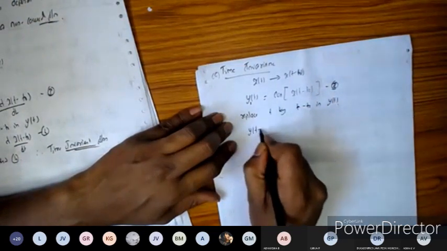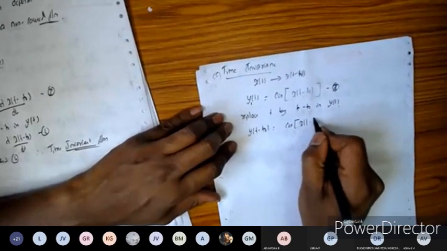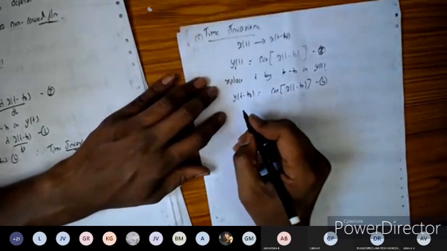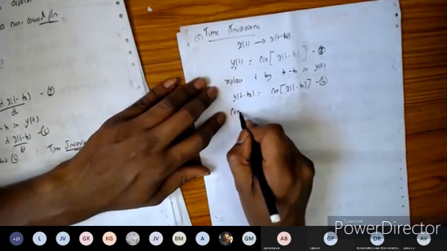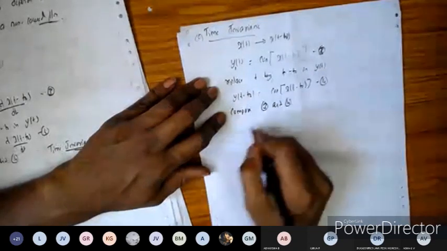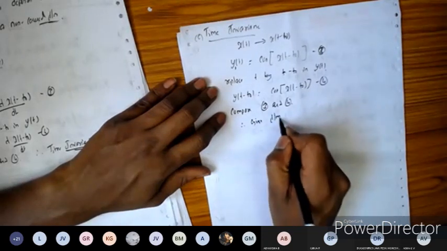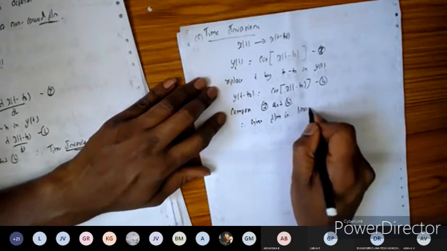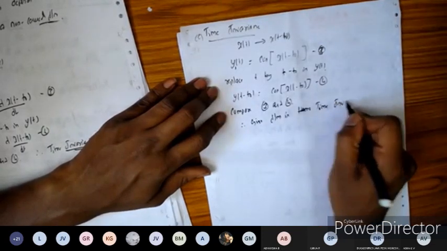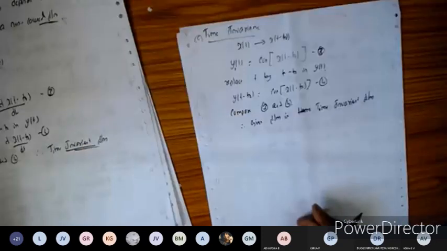So it has become y of t minus t naught is equal to cos of x of t minus t naught, wherever t is there we replace it with t minus t naught. Call this equation number 4. Compare equations 3 and 4. Therefore the given system is a time invariant system. Sorry, it's a time invariant system, not linear.